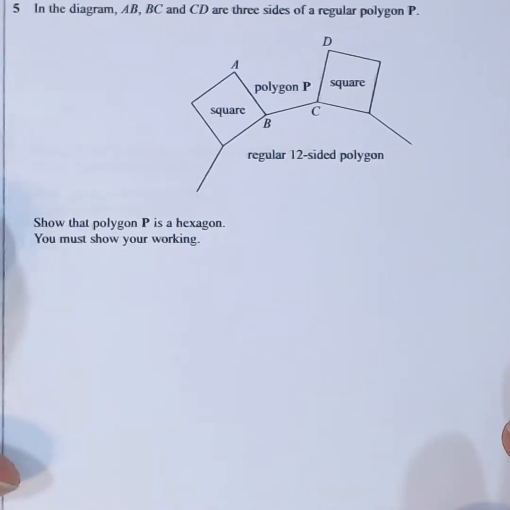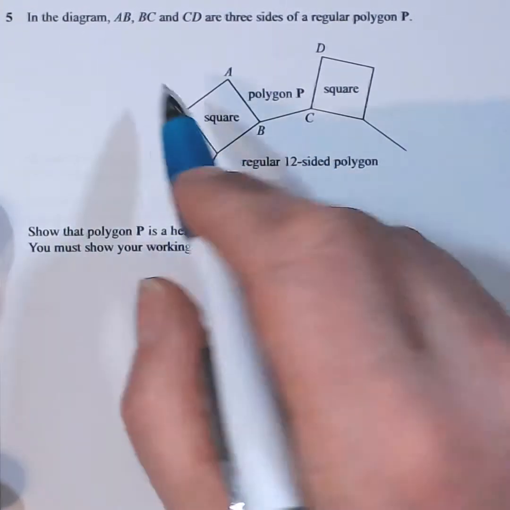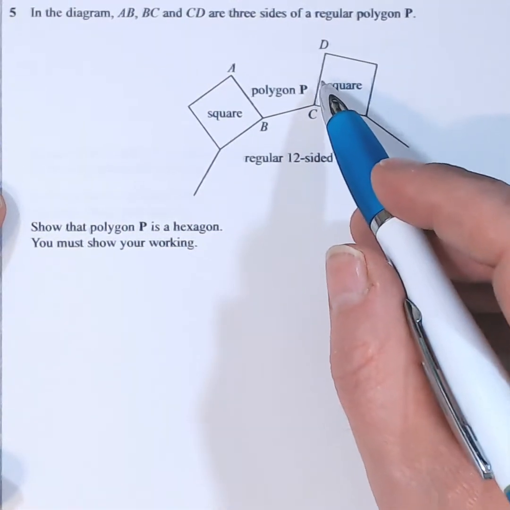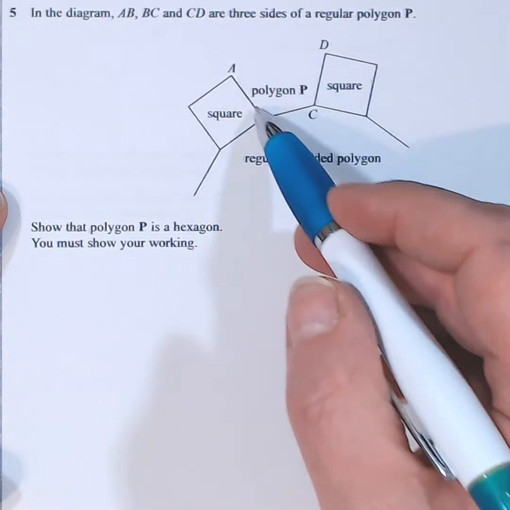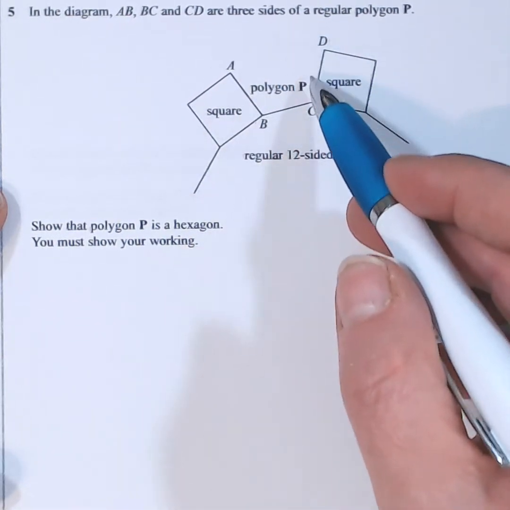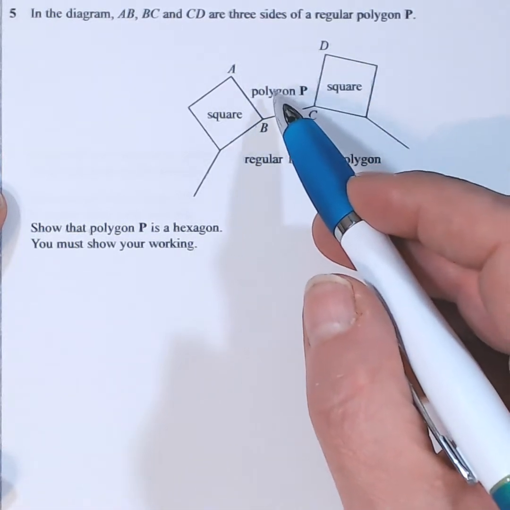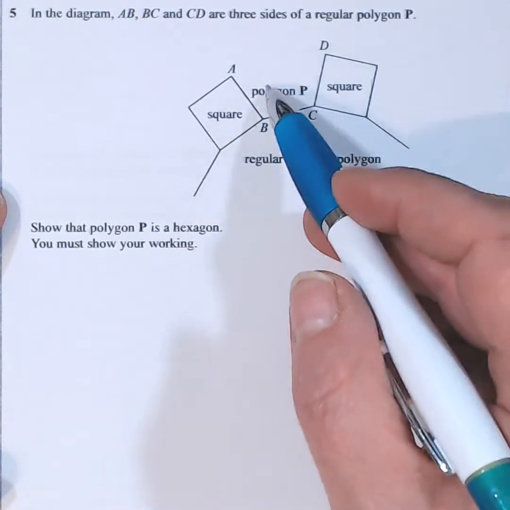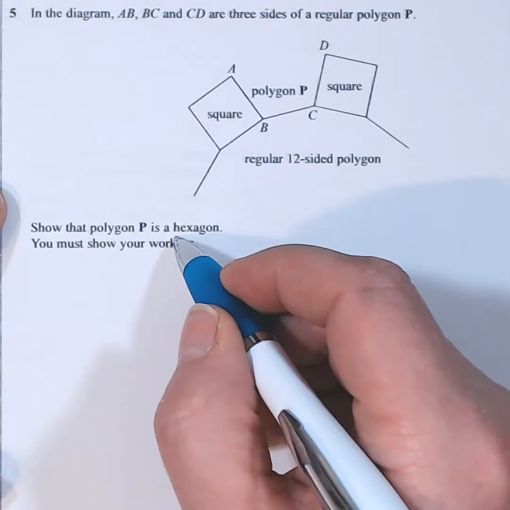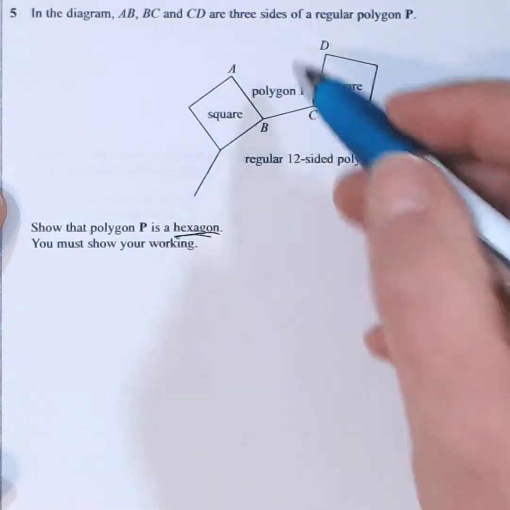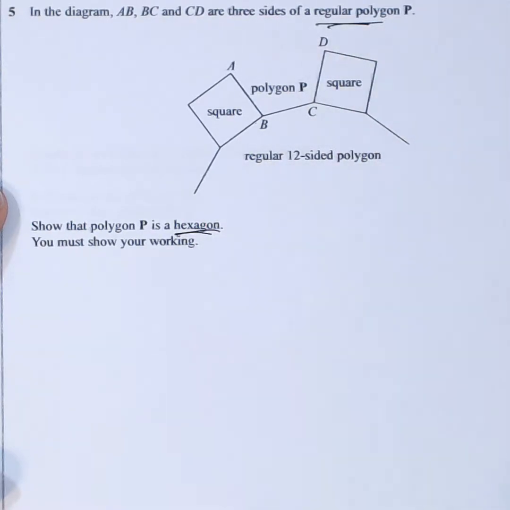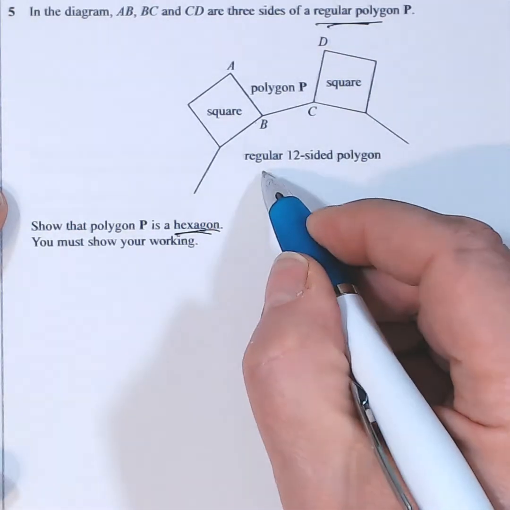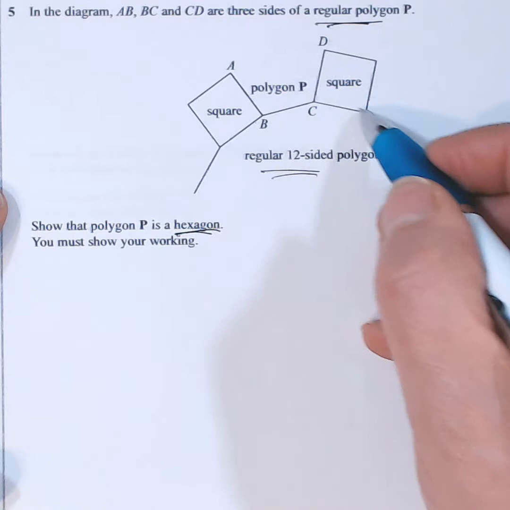Okay, so here we've got a diagram, and they're telling us that AB, BC and CD are the sides of a polygon, but they're not telling us how many sides it has. But obviously when we read this, they're telling us it's a hexagon, which means it'll end up having 6 sides. But they're telling us that it's a regular polygon. They're saying here that this is also a regular polygon.